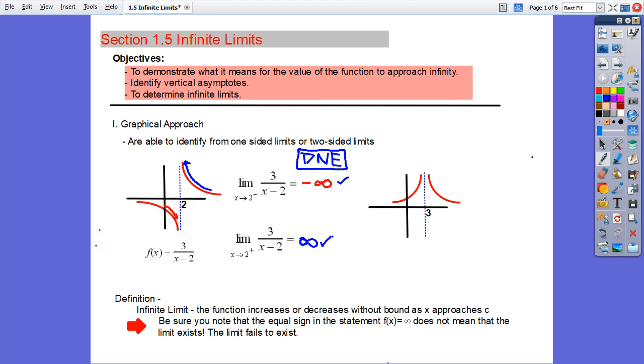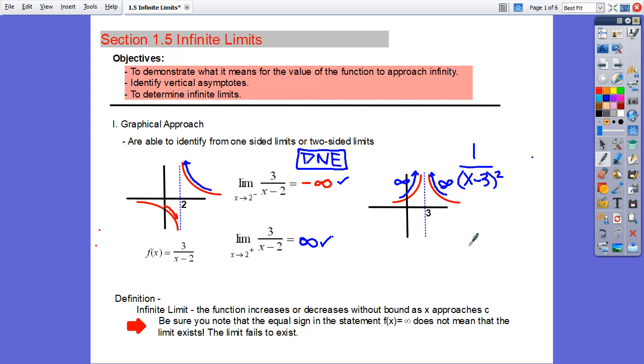Looking at an example over here, it's more like 1 over x minus 3 squared. So it's an even-power type of function. What we have is the limit from the left. It looks like we've taken off, so the limit from the left is infinity. And then the limit from the right is also infinity.